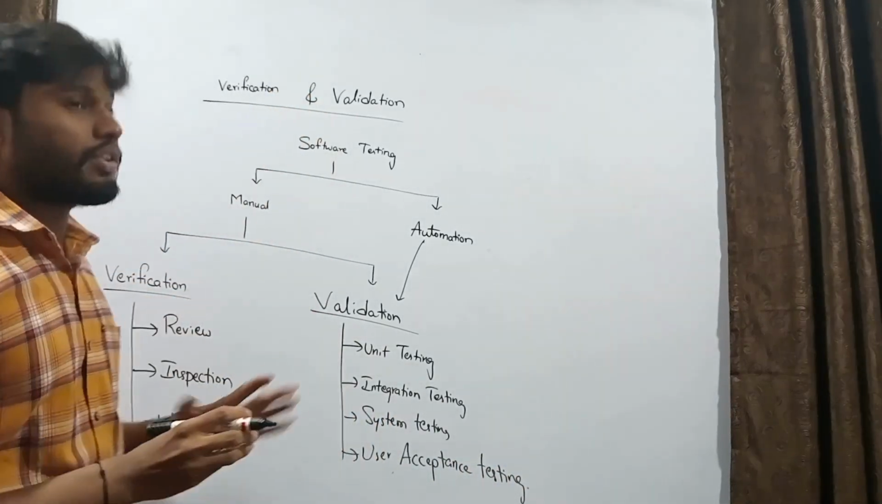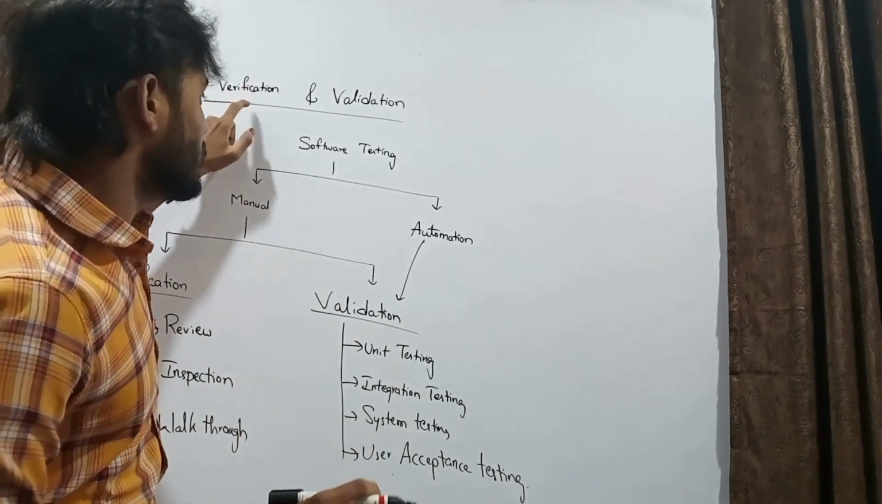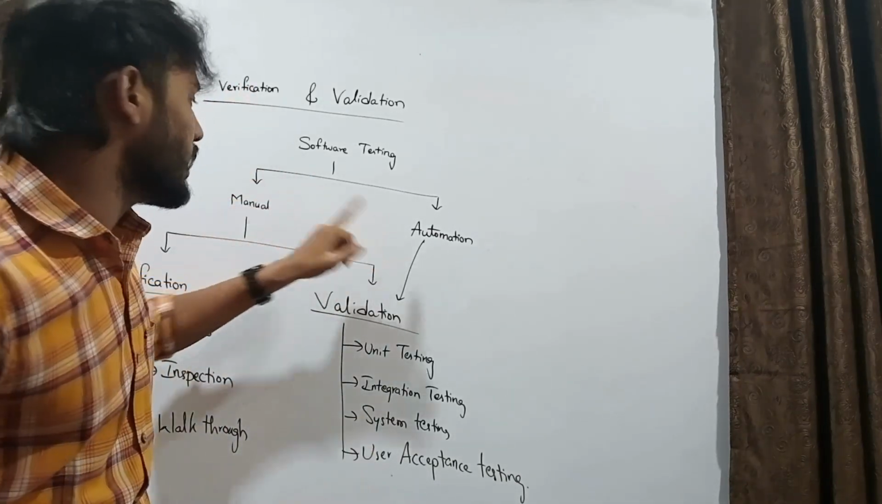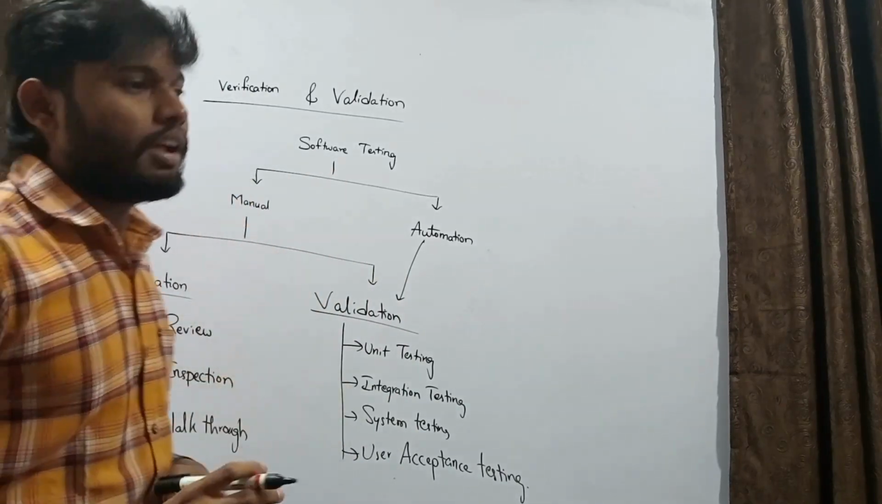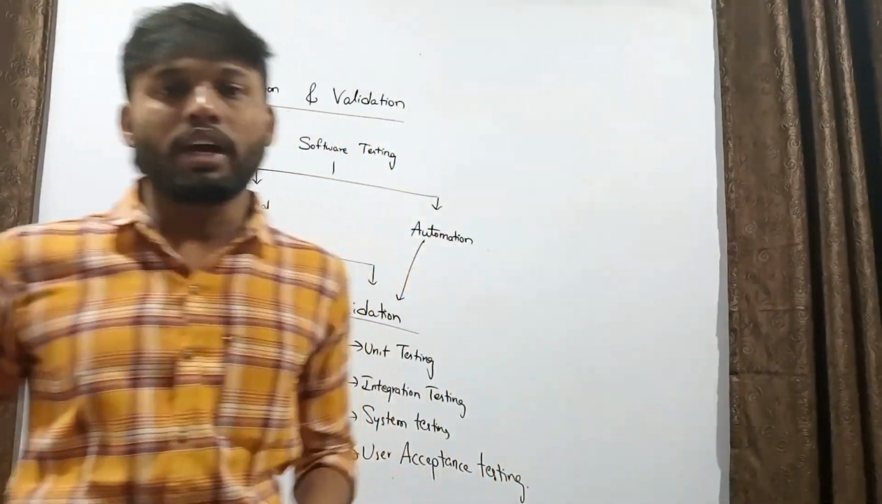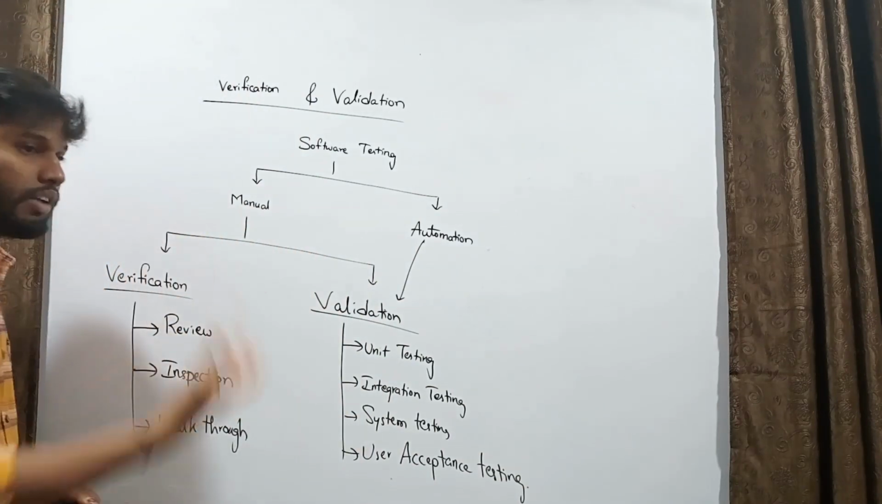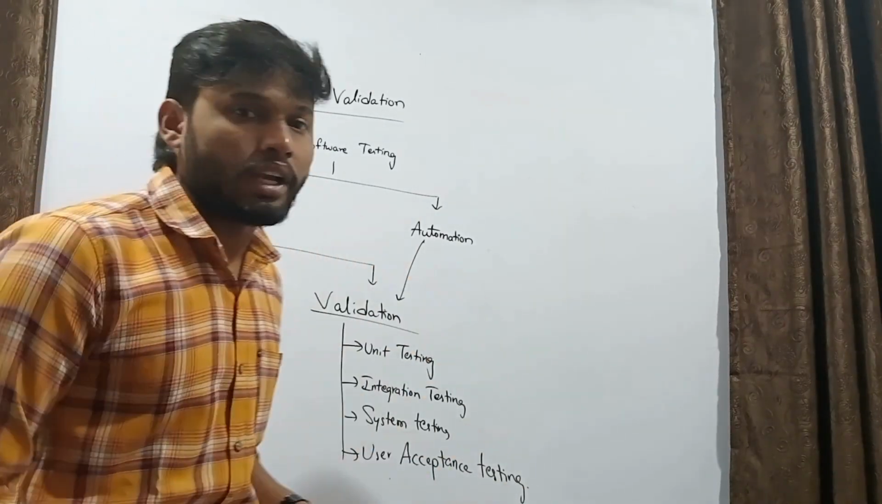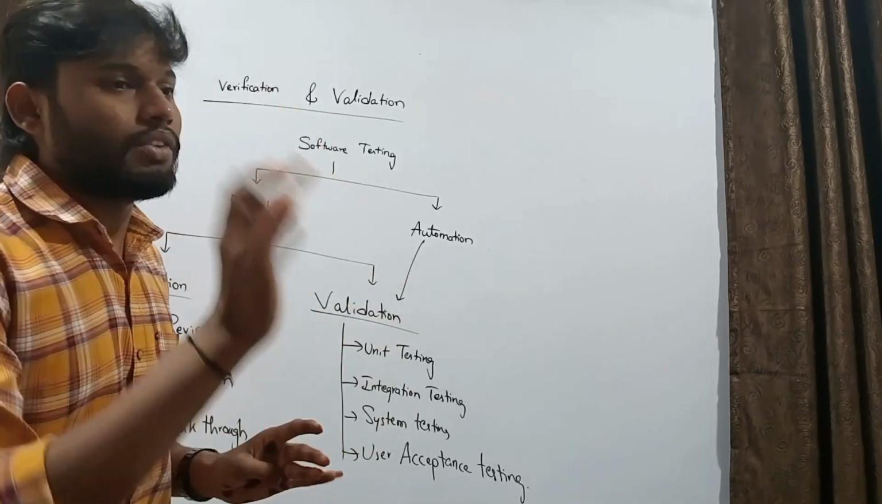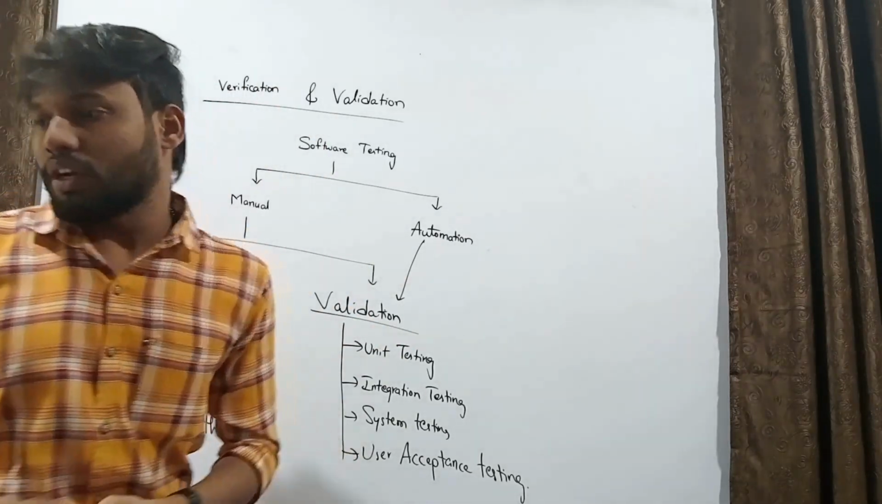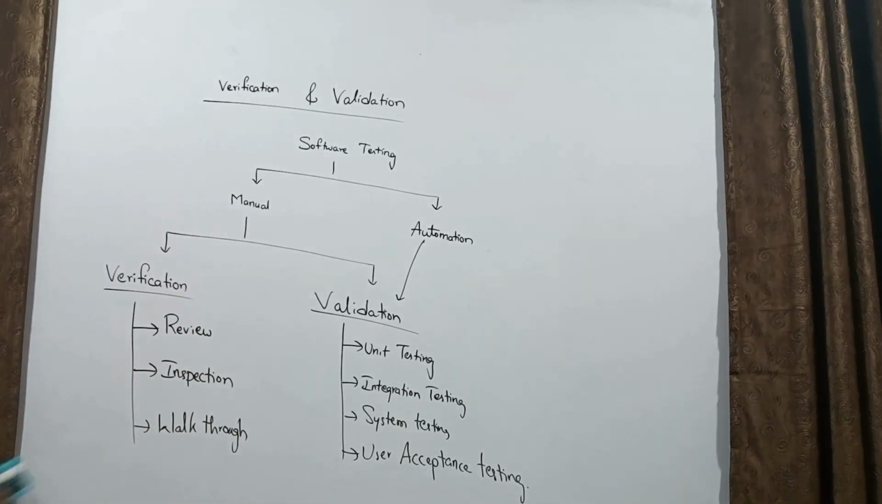So how we follow verification and validation: initially software testing was divided into two types, manual and automation. Inside manual we are divided into verification and validation. So this is the flow, guys. What is verification, why we are doing it, who is involved and what they will find, all these topics we are going to discuss. Now I am going to erase this one.